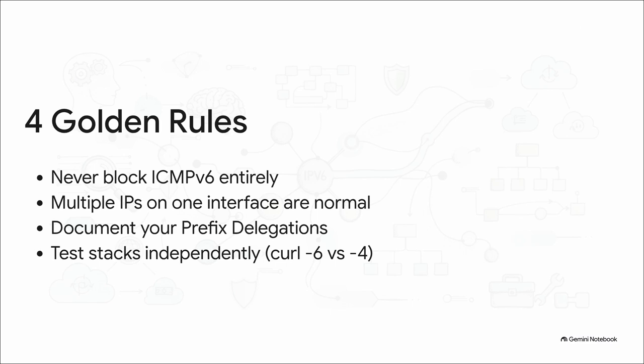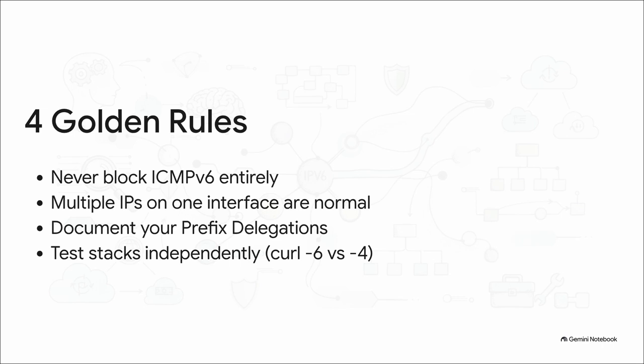Here are your 4 definitive golden rules of IPv6 troubleshooting. Rule number 1, never ever block ICMPv6 entirely. Types 1, 2, 3, and 133 through 137 must be allowed through. Rule number 2, multiple IP addresses on a single interface are totally normal. Please stop trying to fix that link local FE80 address. It is supposed to be there.